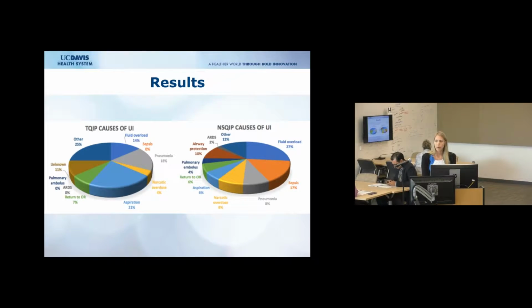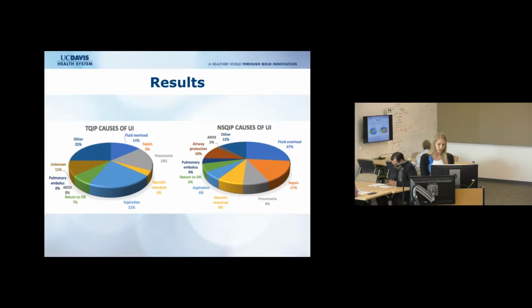Really the most common thing that we found underlying these aspiration events was inadvertent removal of either post-pyloric feeding tubes or NG decompressing tubes. That's specifically a key target with regards to quality improvement.